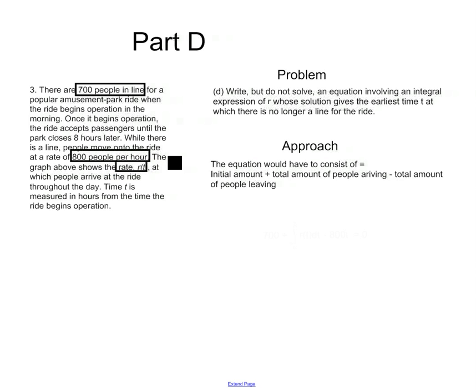With these three values, we can make the equation. 700 people is our initial value. The integral of R(t) is the total amount of people entering, because the integral of the rate equals the total, and minus 800t is the total amount of people leaving, because that's the integral of the rate of people leaving. And we set it equal to 0 because we want to know when there is no longer a line.